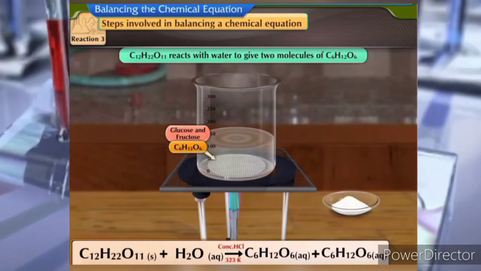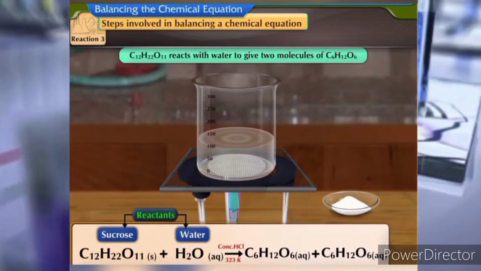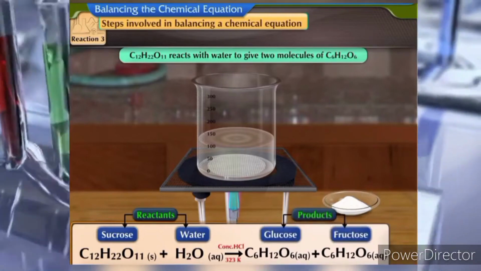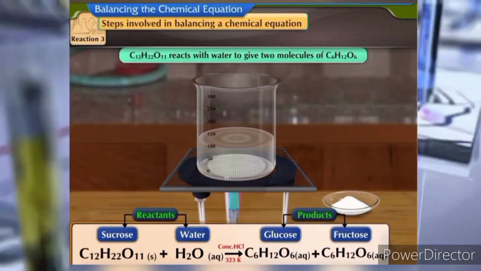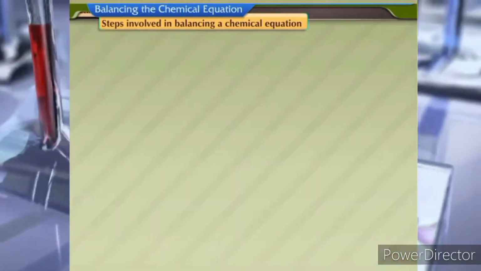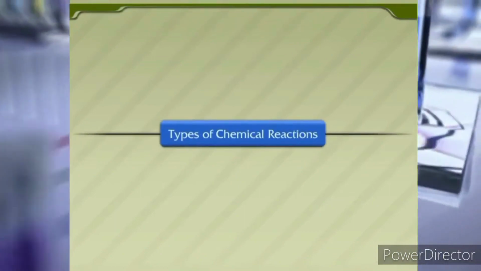Name the reactants and the products. Sucrose and water are the reactants and glucose and fructose are the products. Let us now discuss the different types of chemical reactions. Types of chemical reactions.